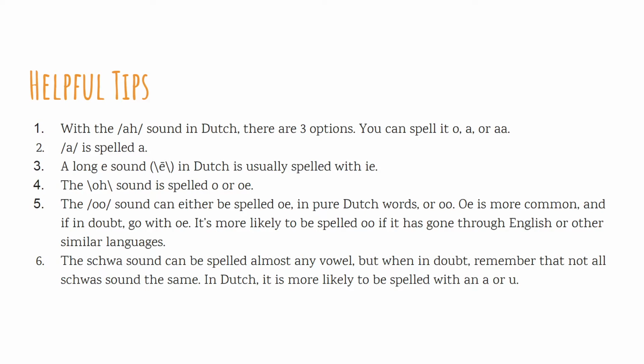Next we have the schwa sound. The schwa sound can be spelled with almost any vowel, but one thing to keep in mind is that typically in words, you'll be able to hear slight inflections towards the correct spelling of the schwa. So you'll typically be able to understand from the pronunciation what the spelling is, but when in doubt, it's more likely to be spelled A or U.